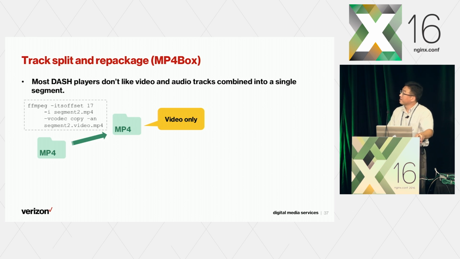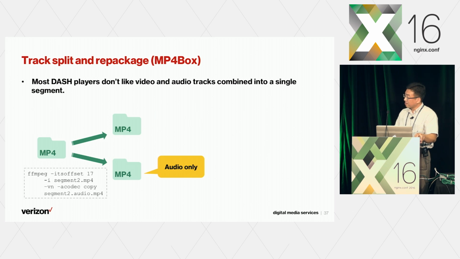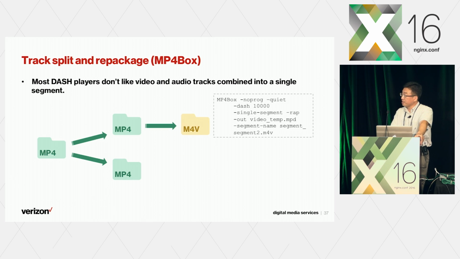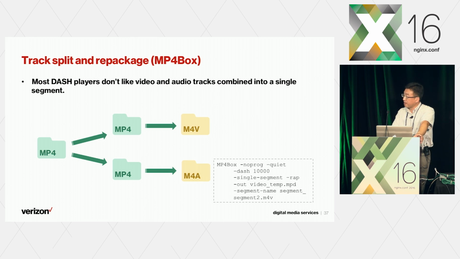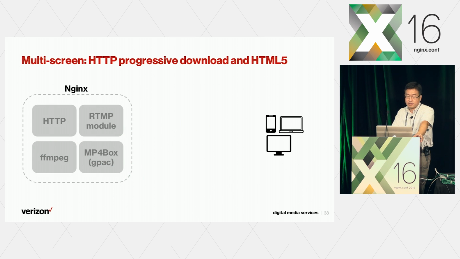First time with -an, that means no audio. Then we get a video-only segment. Second, we put -vn, that means no video, and we get an audio-only segment. Then we repackage those two segments using MP4Box, and we generate a video segment and an audio segment for MPEG-DASH, and we return those segments to the player.